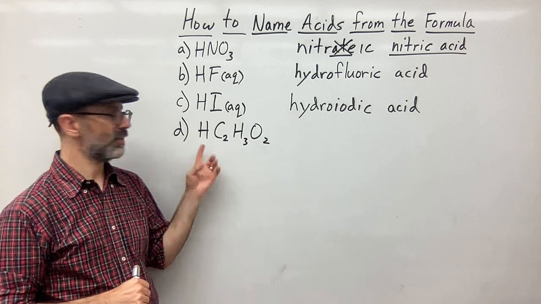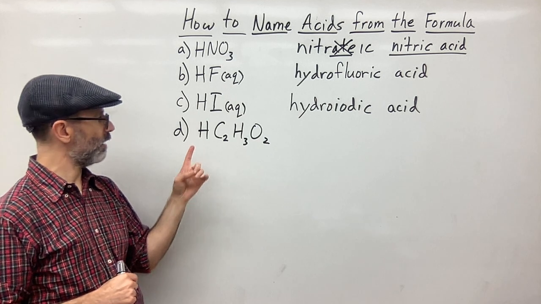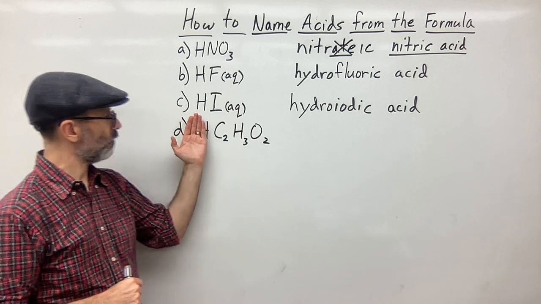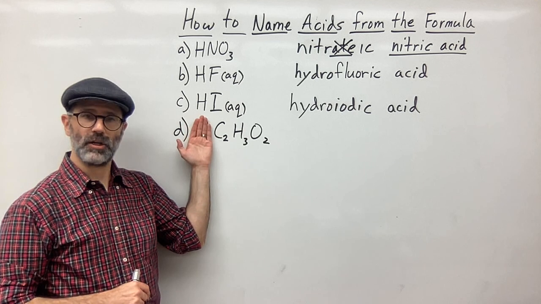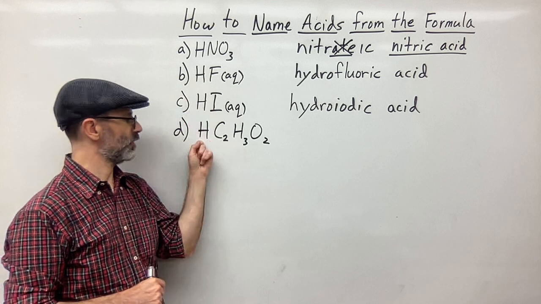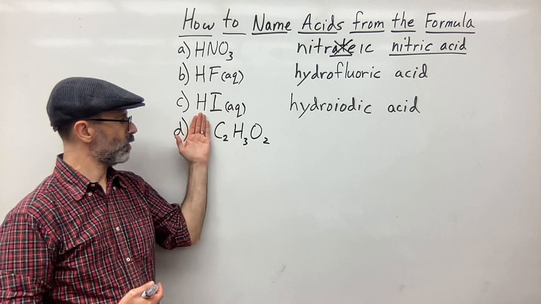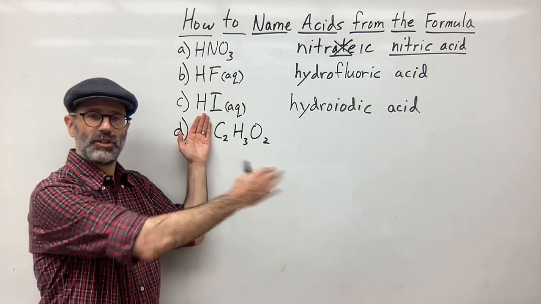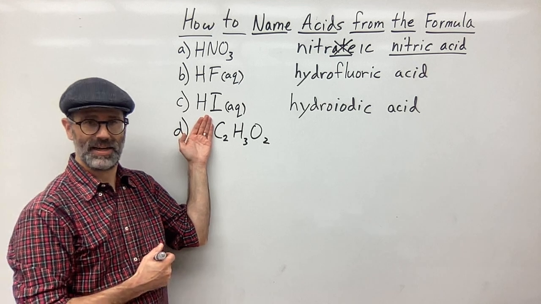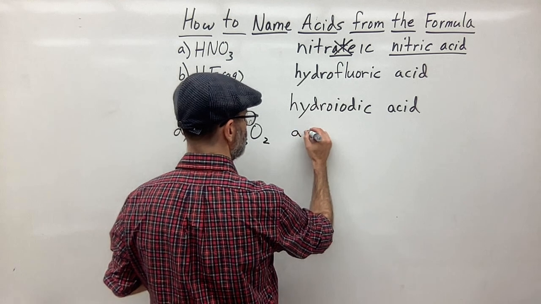Finally, we have this long or more difficult molecule here. We have HC2H3O2. So if you cover up the first H, notice that every one of these begins with a hydrogen. That's a dead giveaway that you've got an acid. So if you cover up the first hydrogen here, what's left is your polyatomic ion. You should recognize that as the acetate ion. So we would take the word acetate.